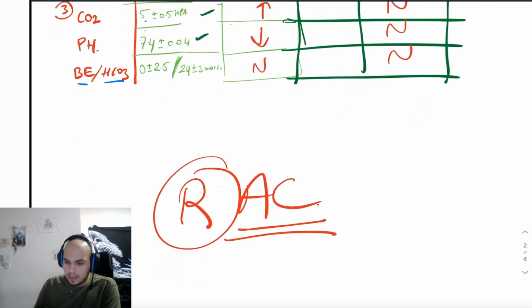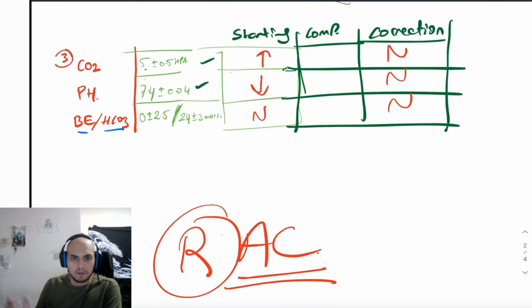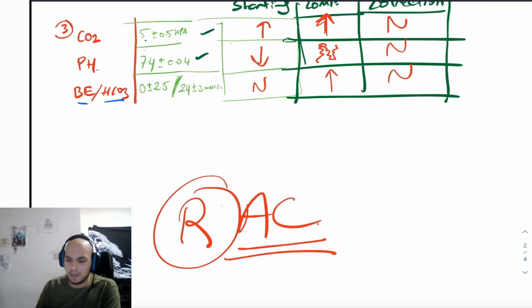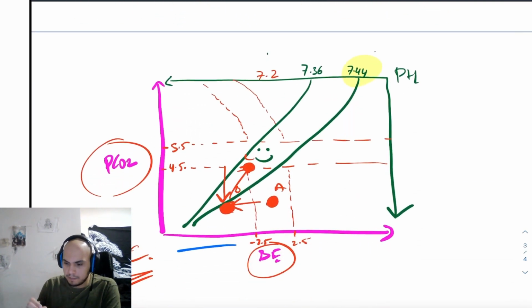Well, compensation is through the kidneys. So basic cess would increase, pH would be borderline normal, and CO2 would still remain high. You're not fixing the issue with this. So let's try to plot it. First of all, let me just remove this. Okay.